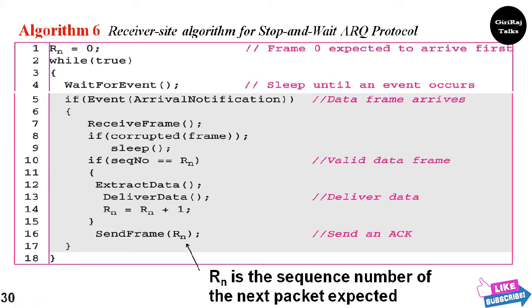We will see the analysis of this algorithm at the receiver side. This is noticeably different from algorithm 4. First, all arrived data frames that are corrupted are ignored. If the sequence number of the frame is the one that is expected, which means Rn, the frame is accepted, the data are delivered to the network layer and the value of Rn is incremented.